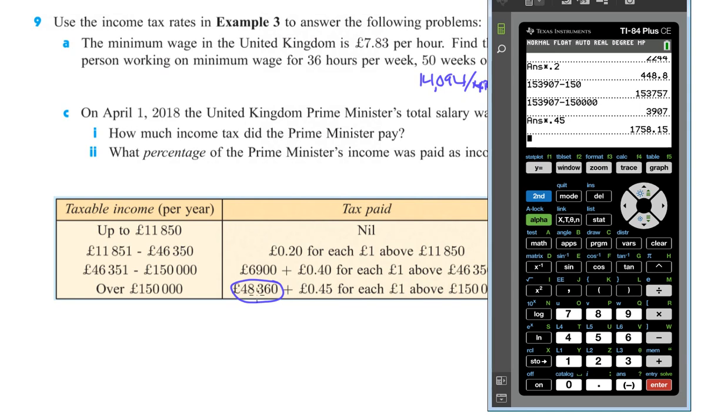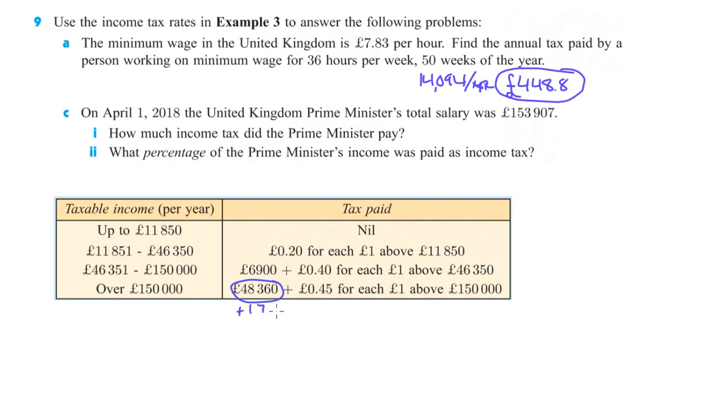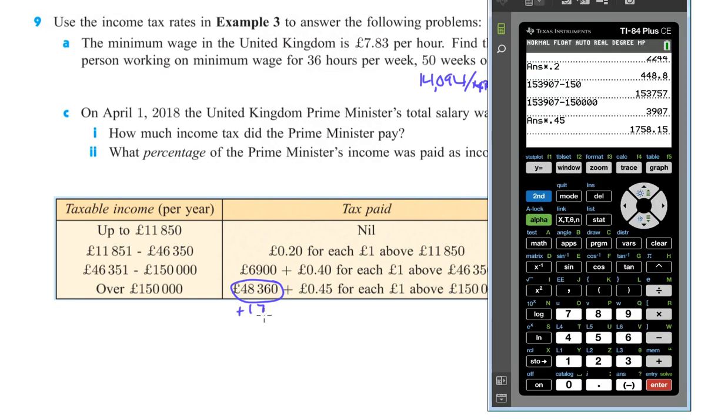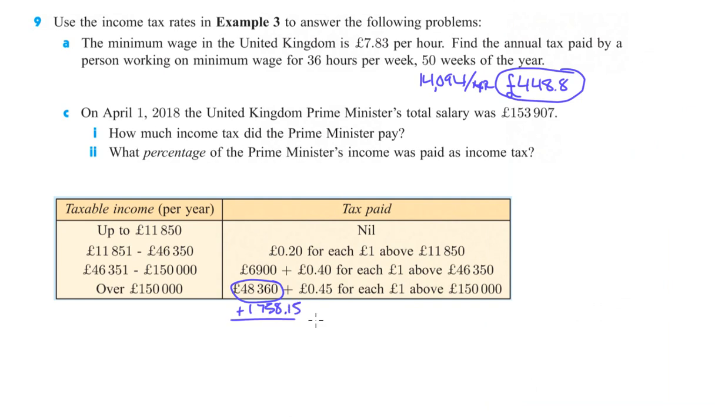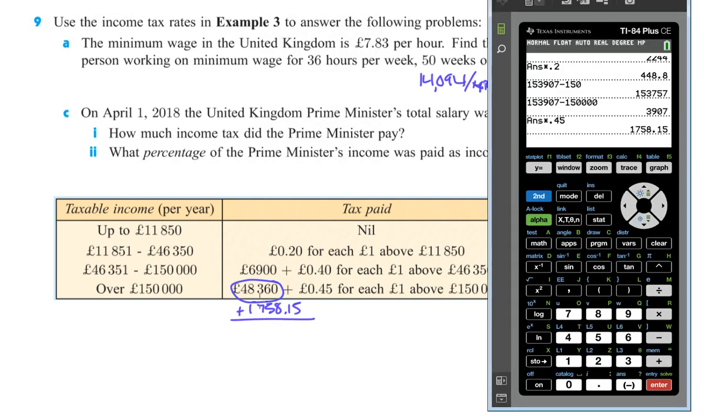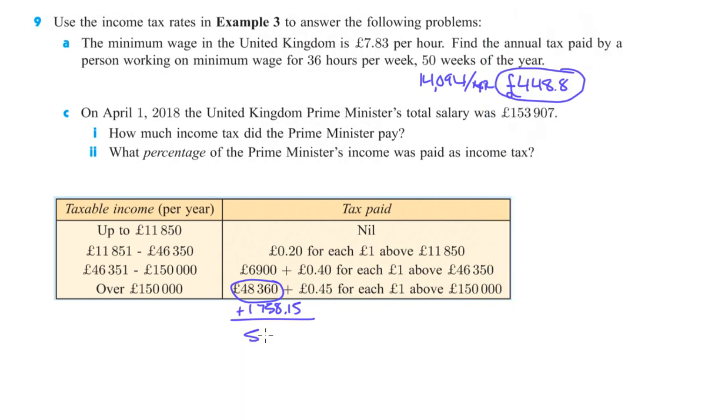and that's 1758.15. So we have the original amount of tax here plus 1758.15. Add those together. Basically, we add that to 48,360, and they paid a total tax of 50,118.15. And that's again in pounds. That's a lot of tax. That's pretty close to about a third of what they made.